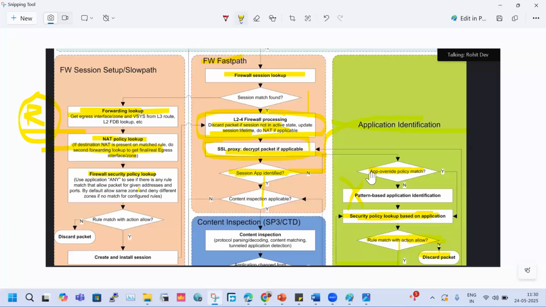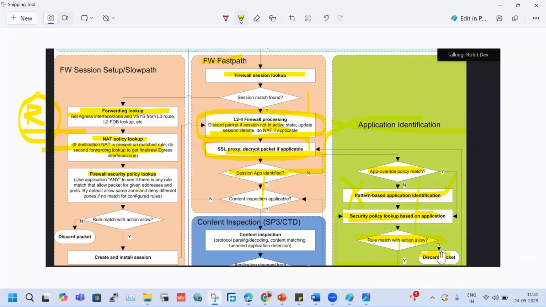Okay. And if the override policy is not matched, then the signature analysis, or you can say application identification, will come into the picture, and the firewall will try to match the application with the application signature available within its database, and it will go like this. Okay. Then it will check the security policy, then it will check whether a rule is available for that particular application, or for that source and destination.